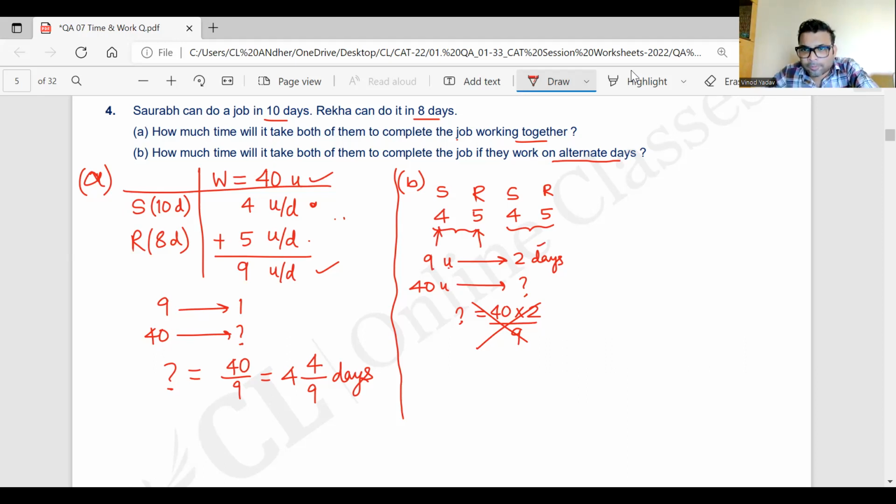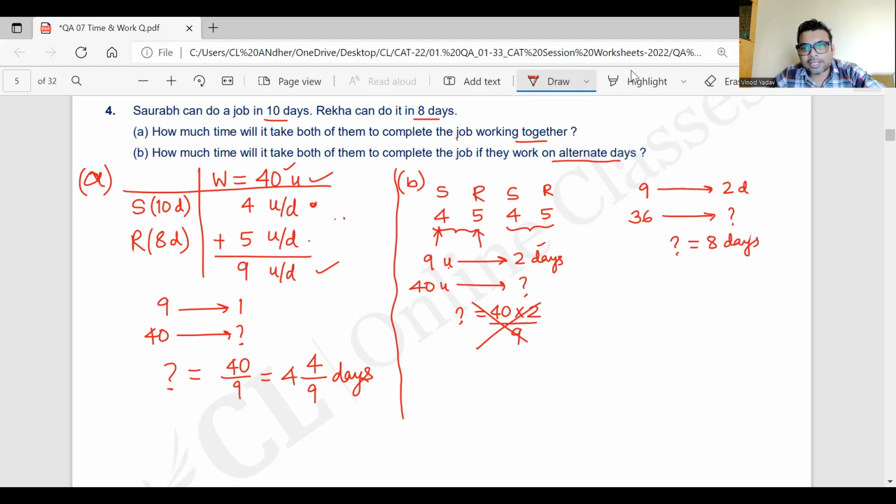Let's do it logically. If 9 units are getting done in 2 days, the work will be done in multiples of 9, isn't it? 9 units hoga, fir 18 units hoga, fir 27 units hoga, and so on. So let's go to the nearest multiple of 9 with respect to 40, 36, right? When 9 units are getting done in 2 days, 36 units will be done in how many days? 9 fours are 36, so 2 fours are 8 days. In 8 days, 36 units ho jayega.